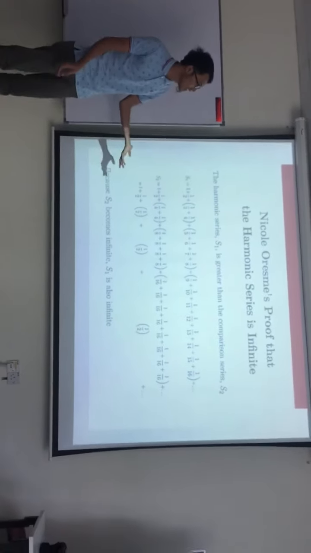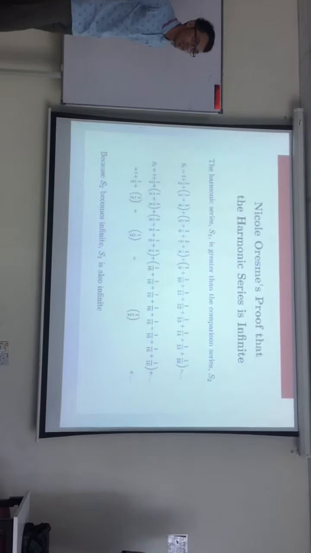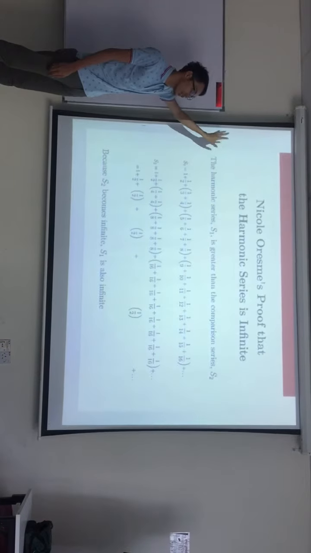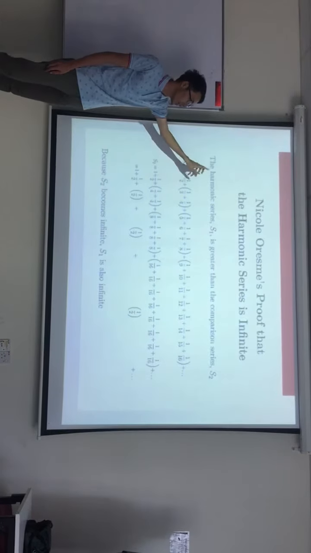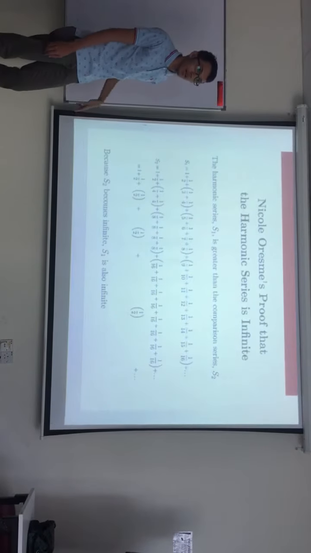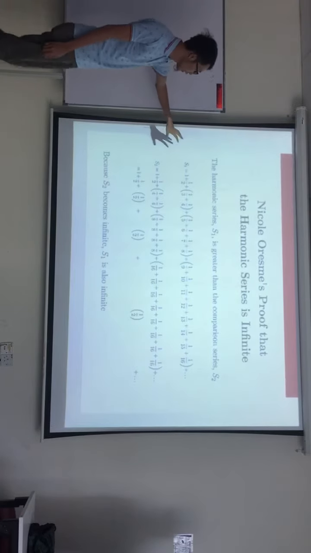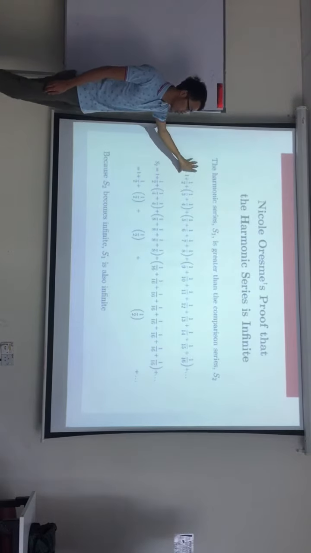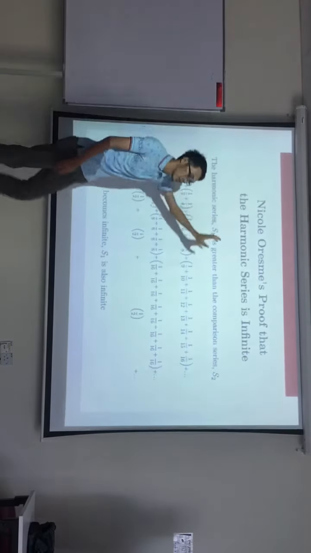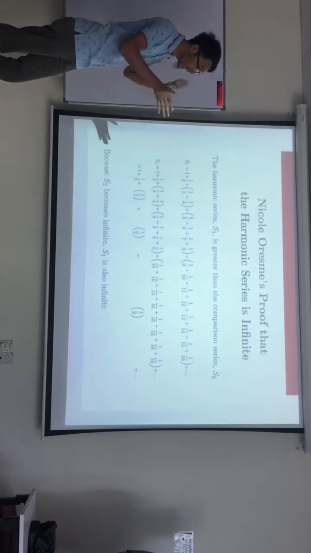Okay, the next one is Nicholas's proof that the harmonic series is infinite. The harmonic series is the summation of 1 over n, with n equal to 1 to infinity. The function is 1 over n. The harmonic series is mostly used in musical things. So the first one, we just substitute all the numbers, and we have to compare the first series and the second series for comparing whether it's divergent or not, and infinite or not.